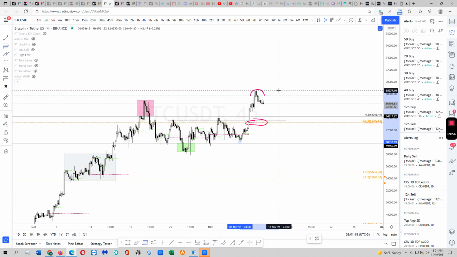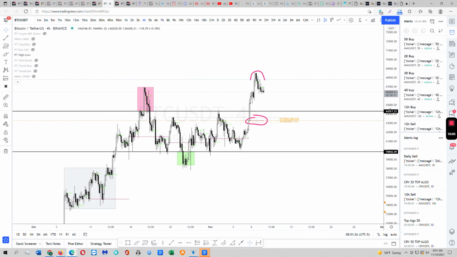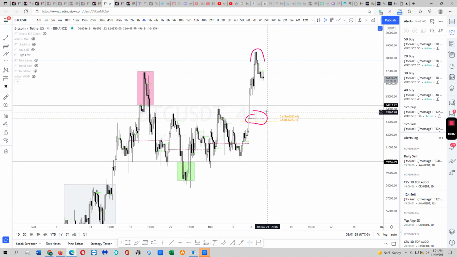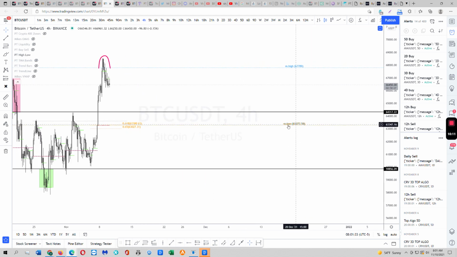gameplay right here. Put on your fibs. You don't have to extend them. Get rid of all this other stuff that we don't need, and just put on your golden pocket. The golden pocket falls at 63,000, which is also your weekly open, right? Remember, PT range, weekly open, and your Monday low.